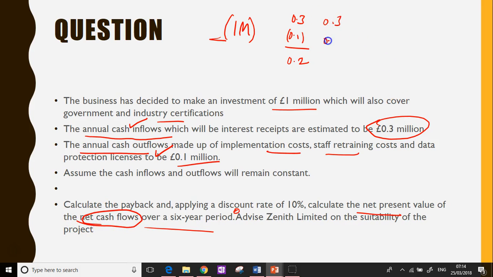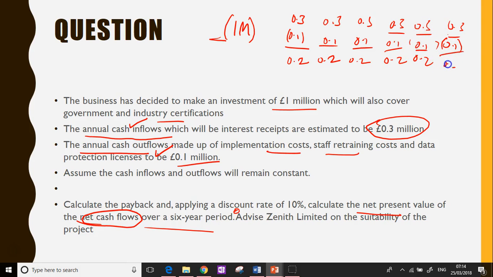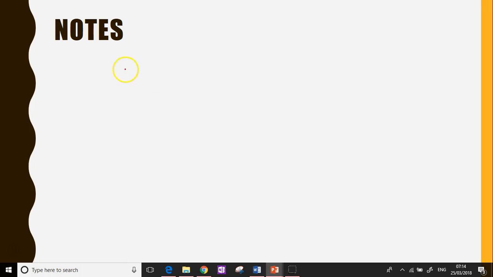So basically we'll have this. This is what your table should look like. You have 0.2 at the end of year 1, year 2, year 3, year 4, year 5, year 6. So you can make it look pretty. Let me go down to a clean page. What you now have is 1 million going out, and 0.2 million coming in 6 times.